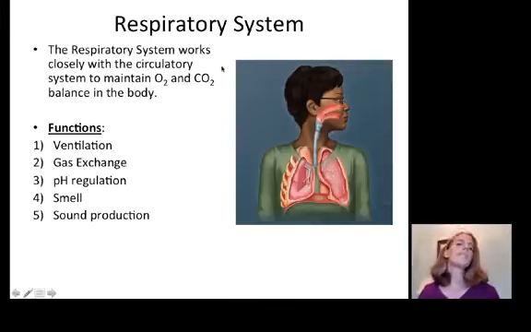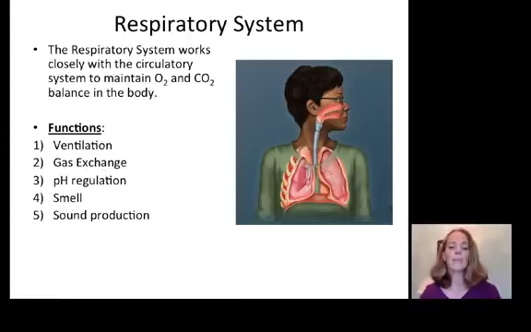So the respiratory system works very closely with the circulatory system because the job of the respiratory system is to bring in air to replenish oxygen in the blood and then to bring out the carbon dioxide from the blood and remove it in the air that is breathed out. So to do that, we have to move air in and out through the process of ventilation. We have to exchange gases with the blood, mainly oxygen and carbon dioxide.